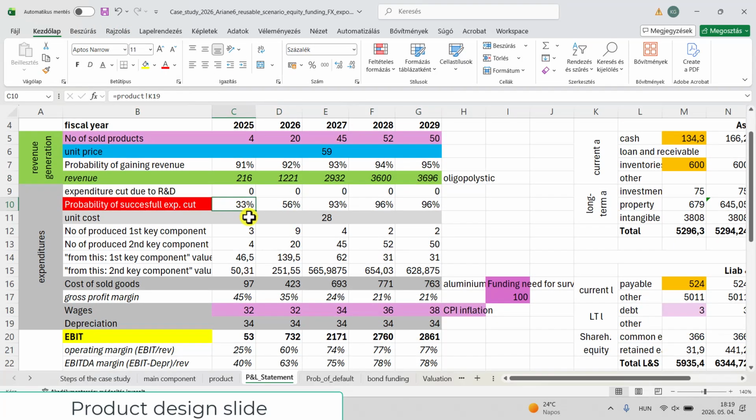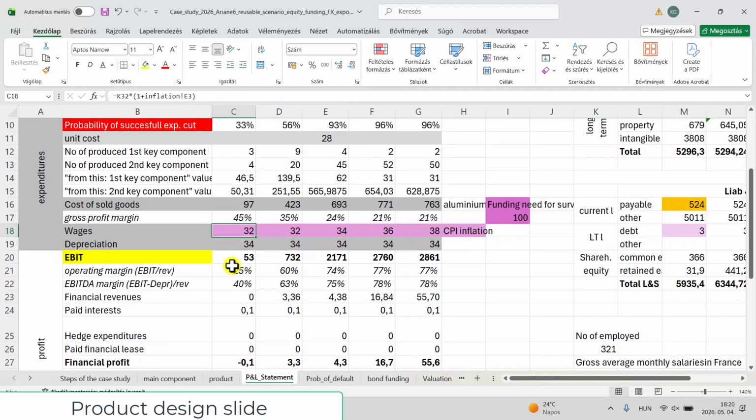Then, again, probability of successful expenditure cut. This is again coming from the product sheet, so we don't have to touch anything. Unit cost is coming from the previous sheets. Practically all our expenditures will come from the previous sheets. Only what was changed before the inflation, but we know that we don't want to fire people and become profitable that way. We are not United Launch Alliance, so we don't have to touch anything here again.